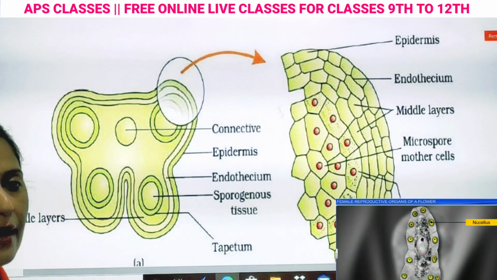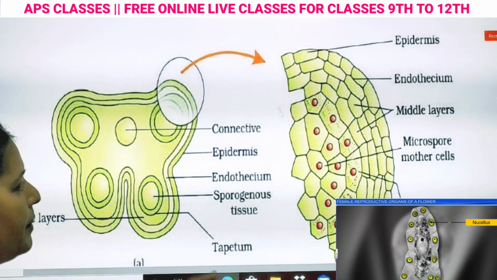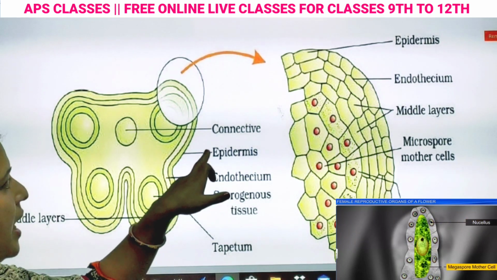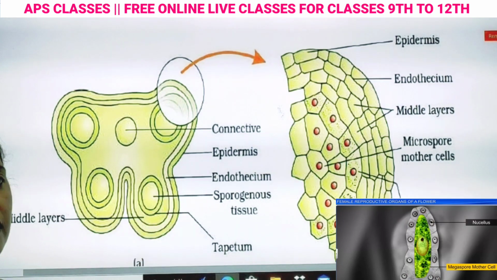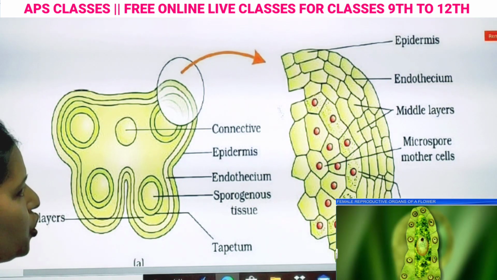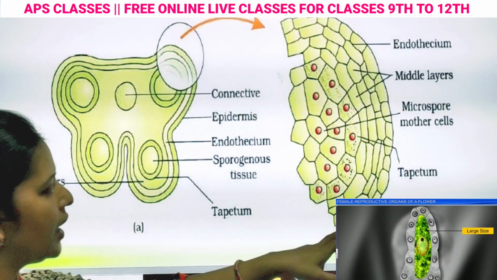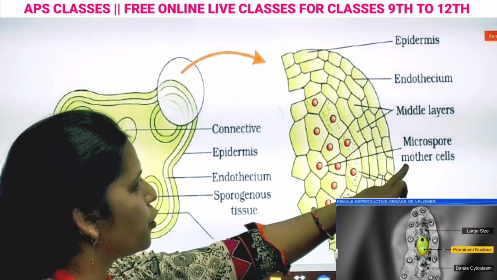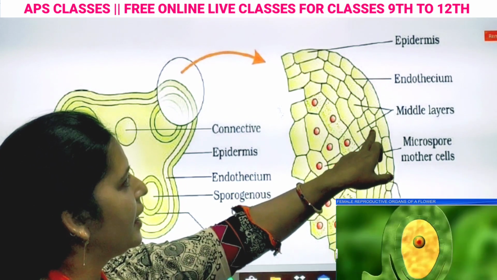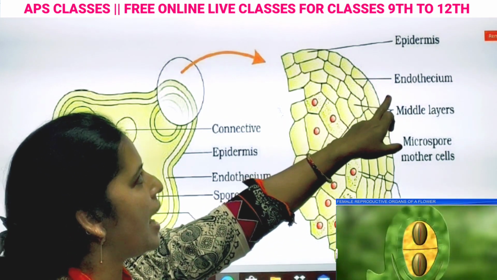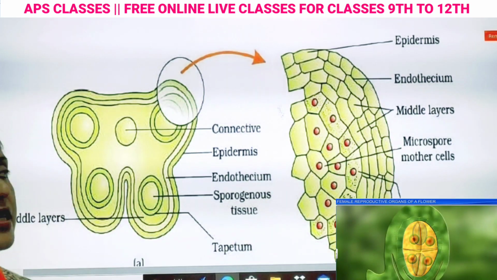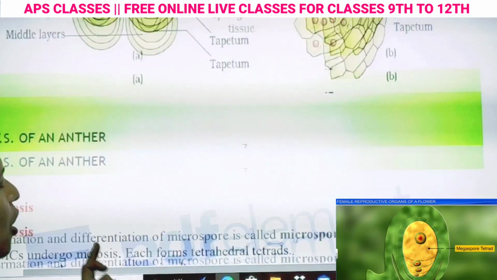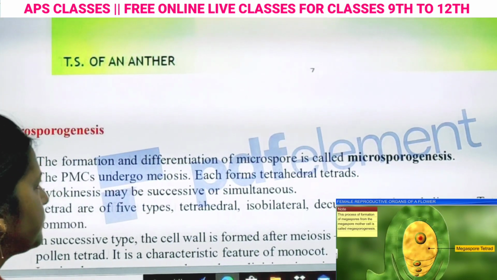That means they have to be protected from the outside attacking material, and the outermost layer in the anther that is the epidermis, and this is the connective tissue that they have to be joined the tissues, and this is the B part of the structure of the anther. That is, this is the tapetum, these are the microspore mother cells, this is the middle layer, and after the middle layer this is the endothecium, and the outermost layer is the epidermis. So this is the structure of the anther or the transverse section of the anther.